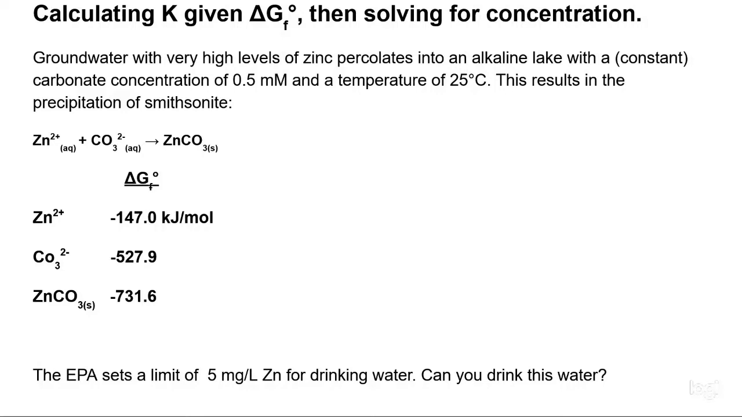Zinc 2 plus plus carbonate 2 minus yields zinc carbonate in solid form. And I've given below the Gibbs free energy of formation for all the reaction participants. The EPA sets a limit of 5 milligrams per liter zinc for drinking water as a safety limit. Given that a lot of the zinc precipitates out via the reaction above, is it safe to drink the water that's in this lake? Let's find out.